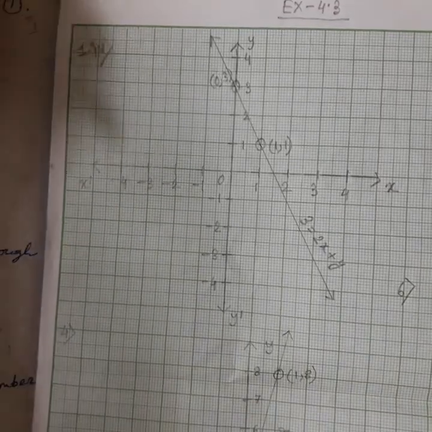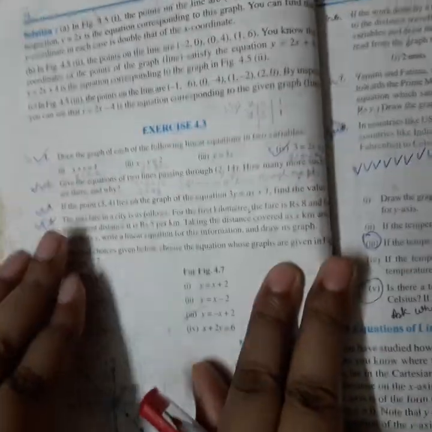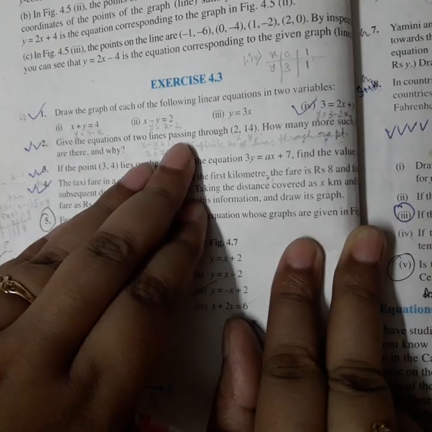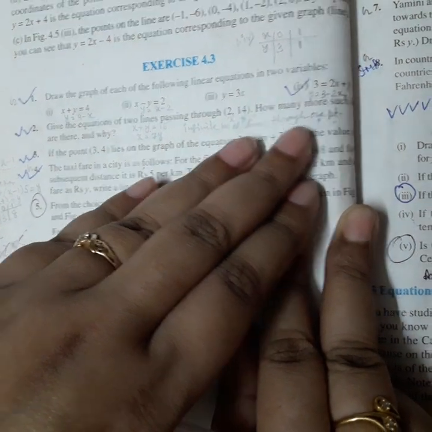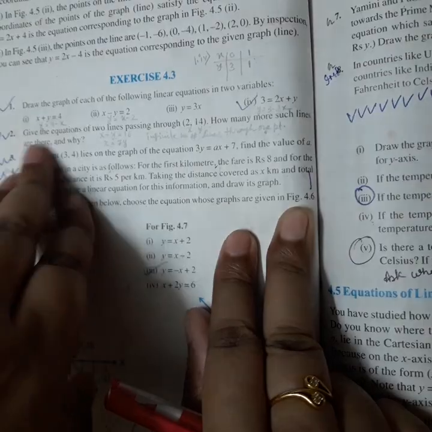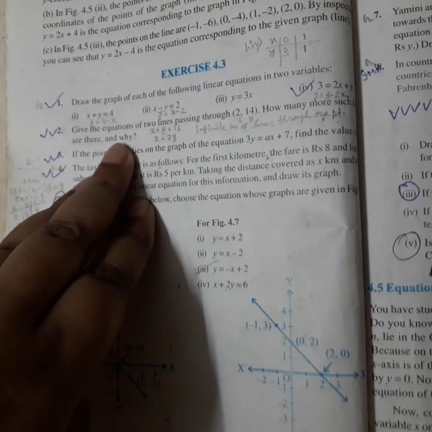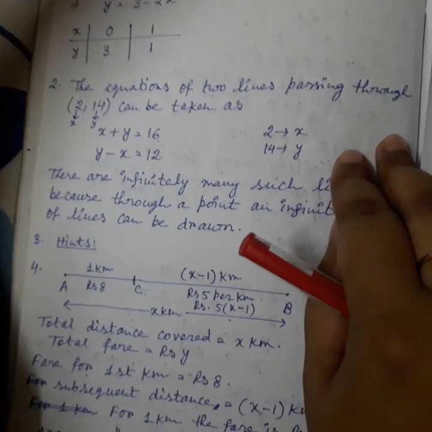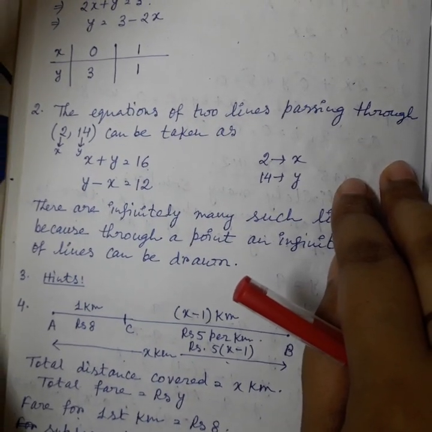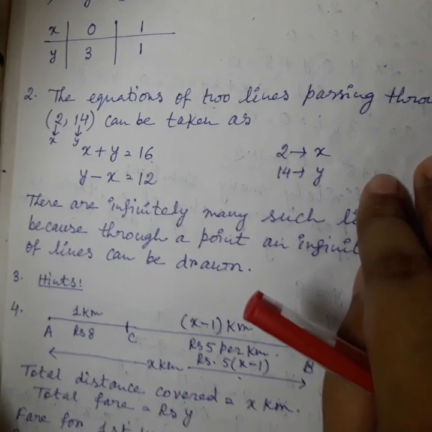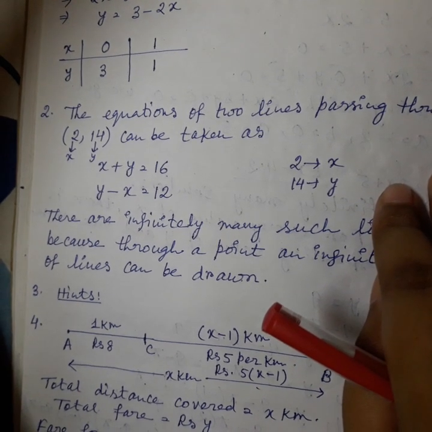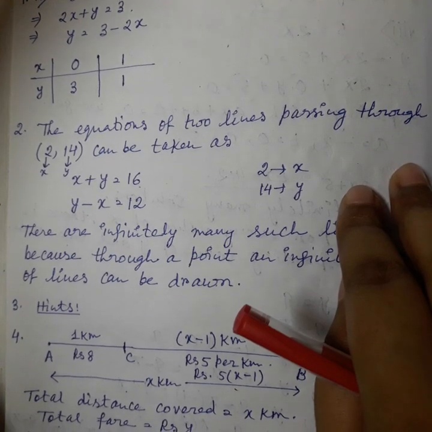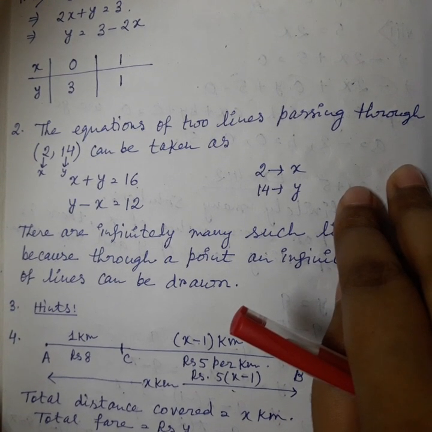Now question number 2. Question number 2 is given. Give the equations of two lines passing through 2, 14. How many more such lines are there and why? So what is the meaning of the question? Here 2 points are given, that is 2, 14, and you have to make the linear, 2 lines means you have to make the linear equation which will satisfy 2, 14 that numbers.